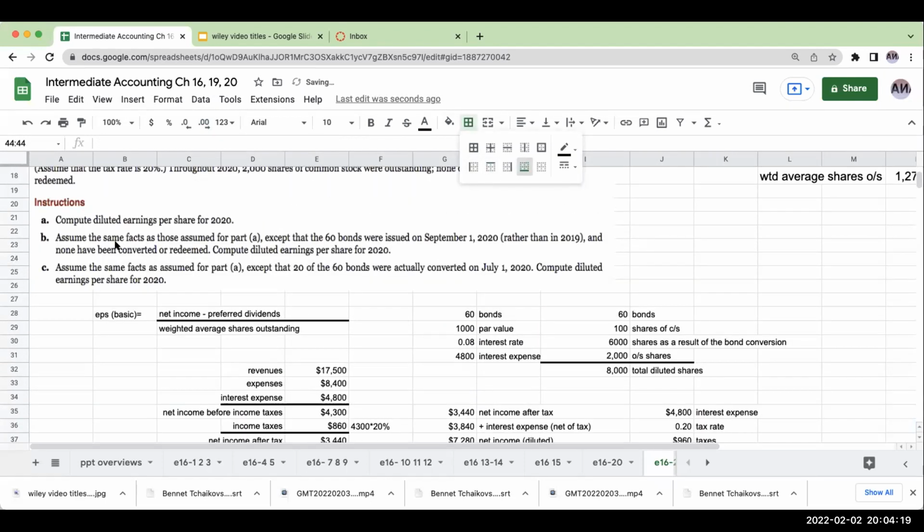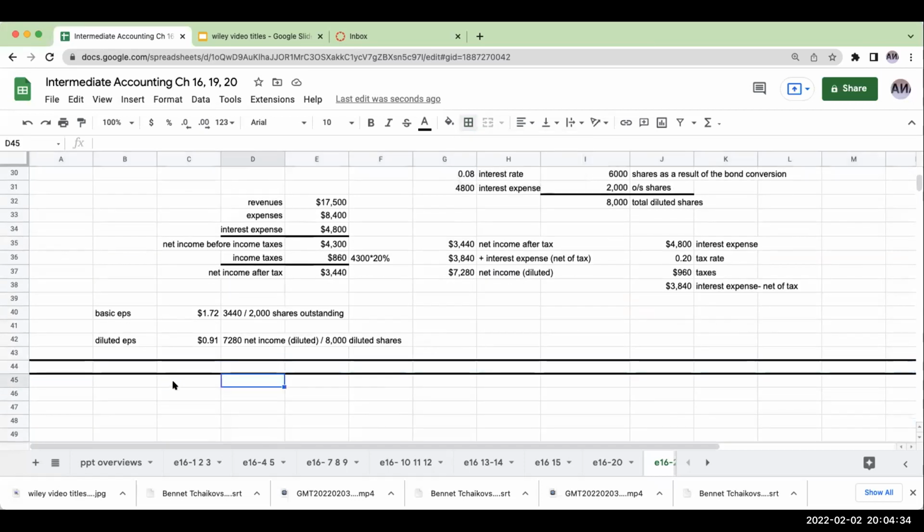Okay, let's take a look at part B. Assume the same facts as those of part A, except that the 60 bonds were issued on September 1st, 2020, and none have been converted or redeemed. Compute diluted earnings per share for 2020.